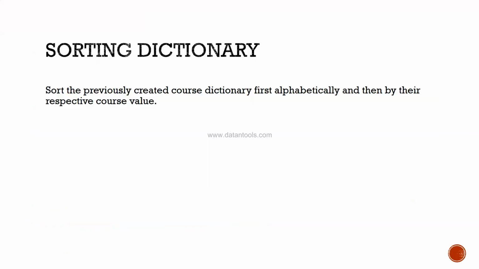Okay, quiz time. Sorting dictionary. Sort the previously created course dictionary first alphabetically and then by their respective course value. If you find any difficulty in doing that, then just watch the video again. And even after that, if you still have any question, then let me know in the comments and I will respond to you.